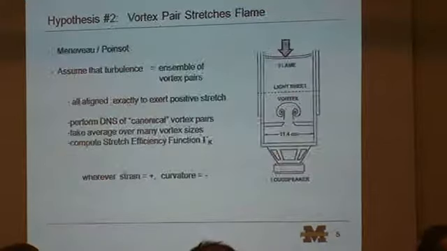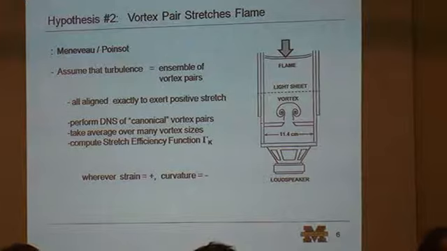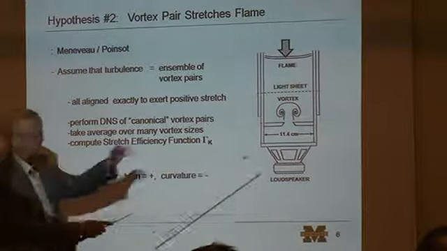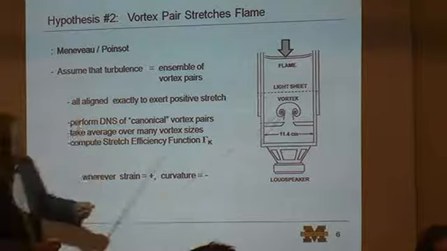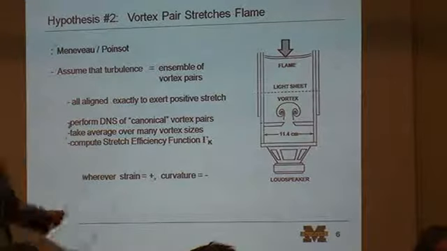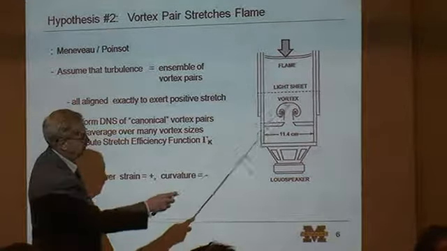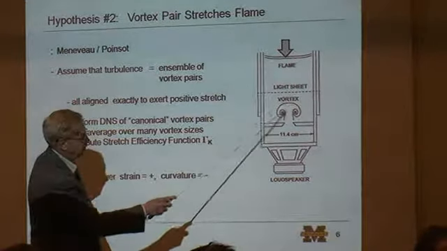The other hypothesis that Meneveau and Poinsot have used in their work is that maybe turbulence is not a single vortex, but a vortex pair. Here we have a toroidal vortex that we can slice, and we see a vortex here, maybe it's all connected. Anyway, this exerts a positive stretch on the flame and pulls it this way, and will wrinkle the flame to form a hat like this.